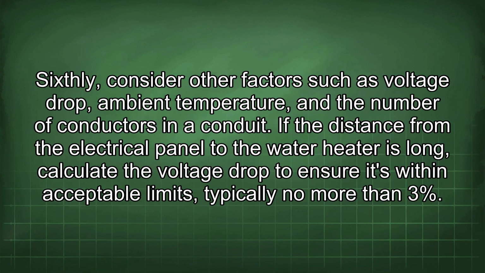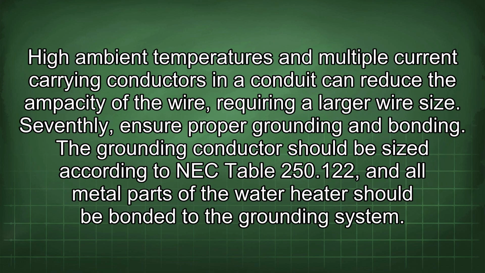Sixthly, consider other factors such as voltage drop, ambient temperature, and the number of conductors in a conduit. If the distance from the electrical panel to the water heater is long, calculate the voltage drop to ensure it's within acceptable limits, typically no more than 3%. High ambient temperatures and multiple current-carrying conductors in a conduit can reduce the ampacity of the wire, requiring a larger wire size. Seventhly, ensure proper grounding and bonding.